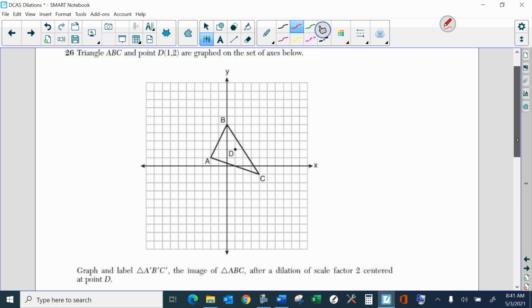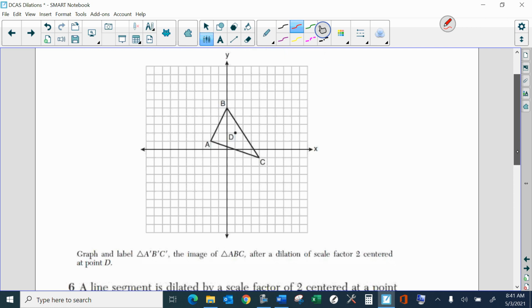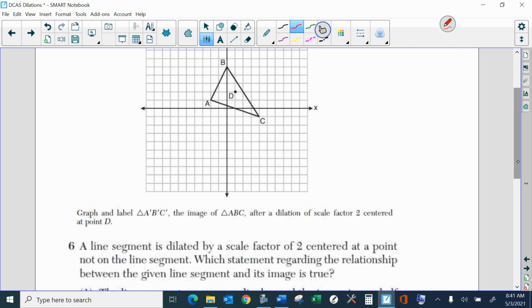ABC there. D is 1, 2, graph there. After dilation, scale factor 2 centered at the point D. So here's my center of dilation now. So I'm going to go out, remember, to get to that point, that's a scale factor of 1. I go down 1, 2, 3, right 1, 2, 3. So down 1, 2, 3, right 1, 2, 3.